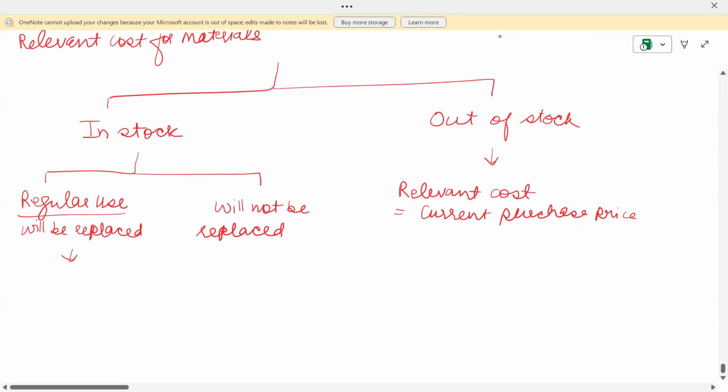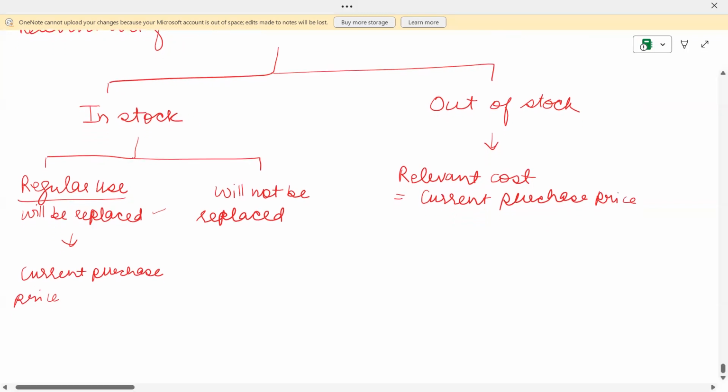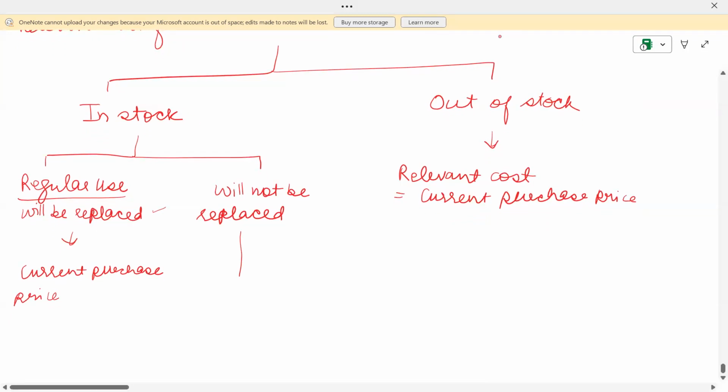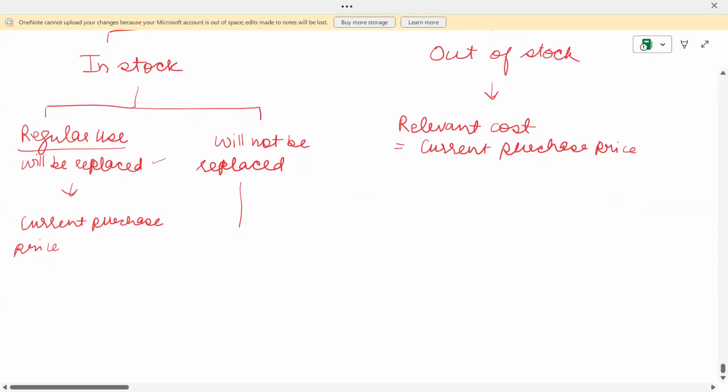So if it is something which is in regular use, then it will have to be replaced because we use it for the business needs also. Then the relevant cost is going to be again the current purchase price, the cost at which you can replace the raw material for your own production, even if you take this contract or not. Then if we talk about a scenario where it will not be replaced, this is not your regular use, then the relevant cost over here is going to be your opportunity cost.